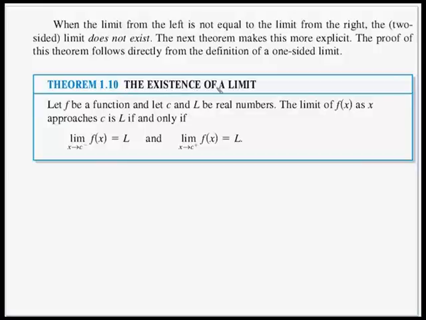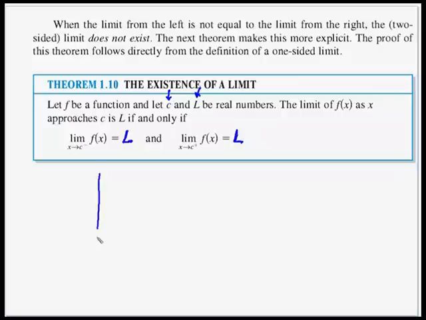So our Theorem 110 is, when does a limit exist? Let f be a function. Let c and L be real numbers. c is just the x value we're approaching. L is some number on the y-axis that will be our limit. The limit of our function, f of x, as x approaches c is L if and only if the limit as x approaches c from the left is equal to that L, and the limit as we approach from the right-hand side is also equal to L.